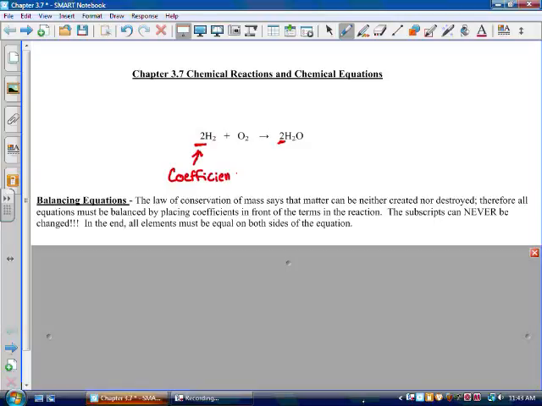Coefficients are changeable, but the small numbers, called subscripts, are never changeable. The reason why we can never change those is because when we're writing our formulas, for example, when we wrote the formula for hydrogen and oxygen when they're together, we learned that H is +1, O is -2. So the formula H2O was a result of that combination. Therefore, that is always the ratio they will combine. Therefore, we can never change the subscripts.